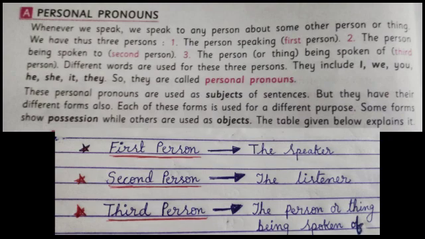Different words are used for these three persons: I, we, you, he, she, it, they. All these are called personal pronouns. These are used as subjects of sentences, but they have their own different forms. Some forms show possession, while others are used as objects.